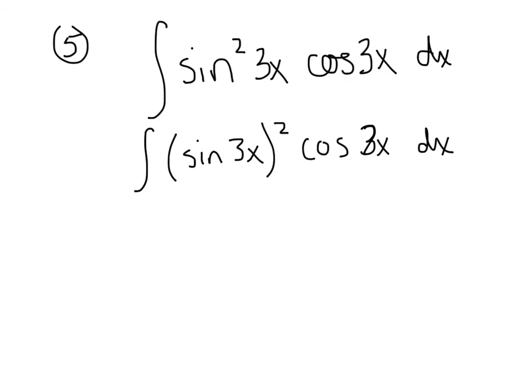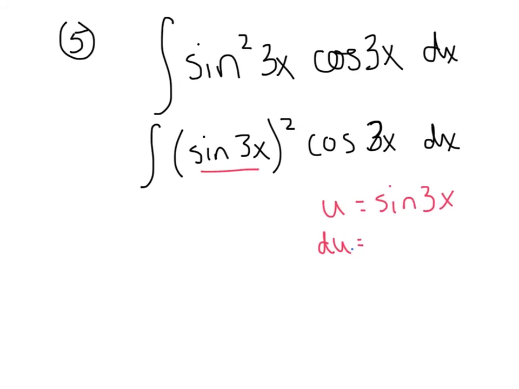And there may be times where you pick an inner function, you pick a u statement, and you just eventually hit a dead end and you have to come back and restart and pick a different u. But I'm going to let u equal this rascal right here, the sine of 3x, whose derivative is going to be 3 cosine of 3x dx. Of course, we want to solve for dx there, so we get the 3 cosine of 3x over there.